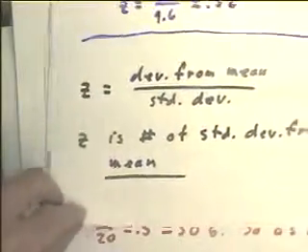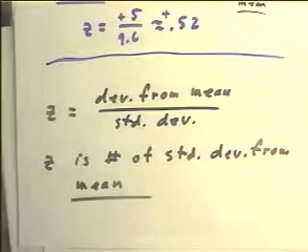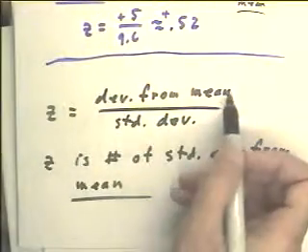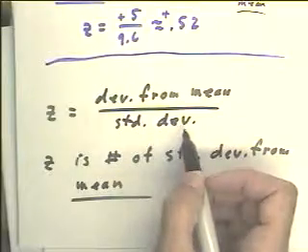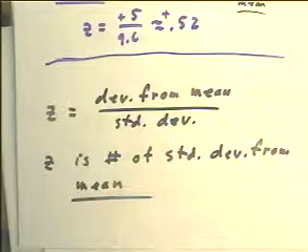What did we do? What we did is just common sense, but we can formulate it a little bit. Z equals your deviation from the mean divided by the standard deviation. And again, Z is the number of standard deviations from the mean.